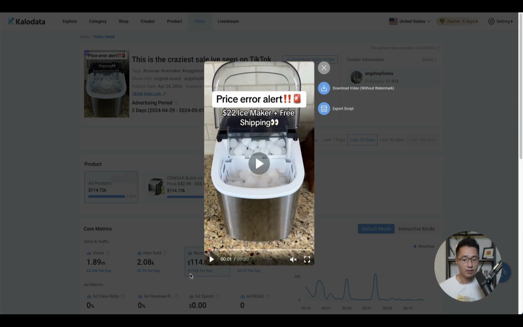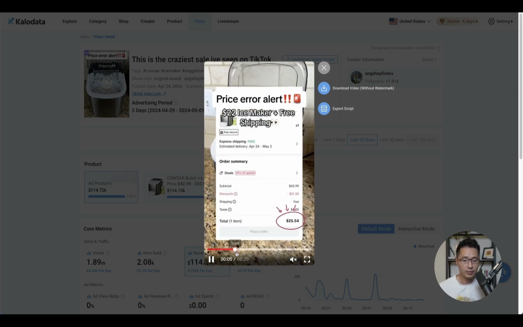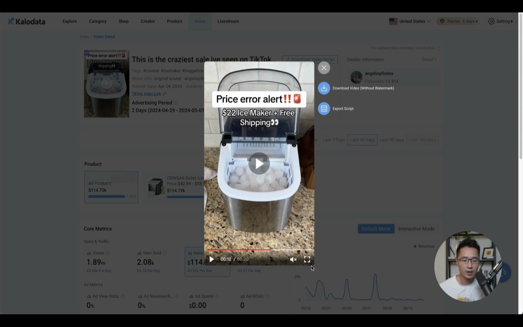So that was the very simple 20-second video. Just highlighted the sale price plus free shipping, added in a screenshot, and just directed people how to purchase. So again, something simple like this could work really well.